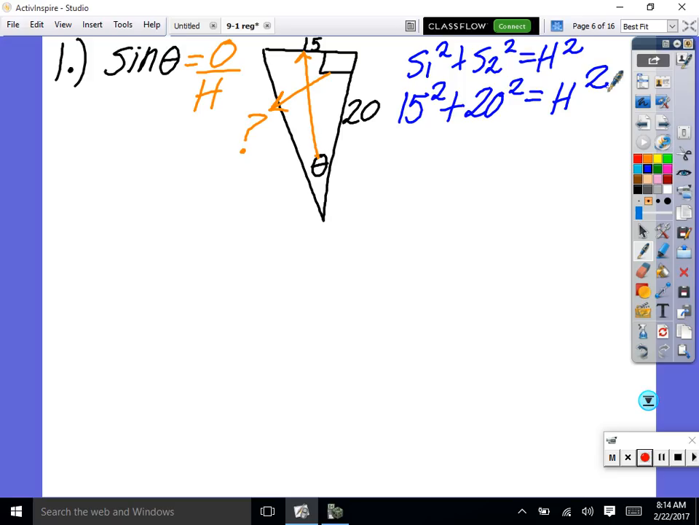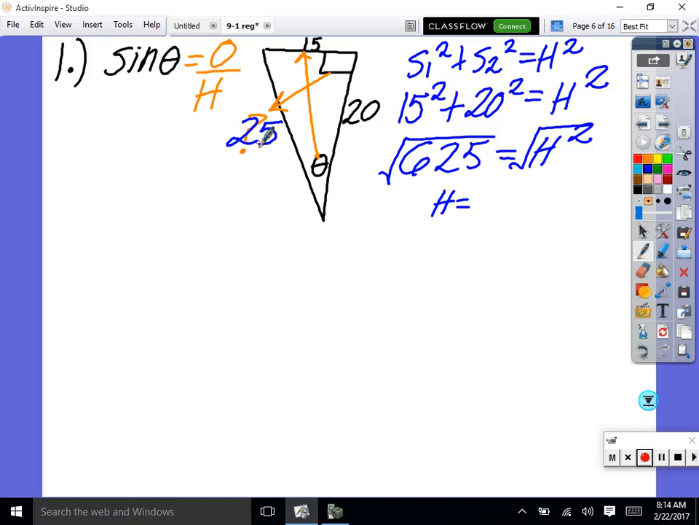Everybody, this is how you show your work. So we have 625 equals our hypotenuse squared. We want just the hypotenuse, so we square root both sides of the equation. So our hypotenuse is 25. So we say sine of theta equals opposite over hypotenuse, which equals, from theta, our opposite side is 15, our hypotenuse is 25. That's my answer. But does my answer simplify?